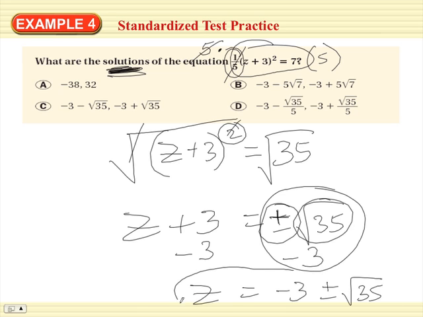There you go. Final answers. Yes, there's two answers here. Negative 3 plus root 35 is one answer. Negative 3 minus root 35, another answer, which makes it letter C if you see it up here. There are two answers. Now tell me this. What did you find? What is this right here?